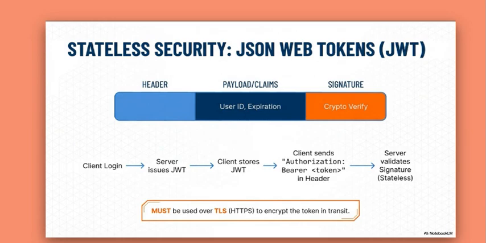But there's a giant warning label here in the notes. Must be used over TLS, HTTPS. Why is that so critical? This is a common misconception. A JWT is usually just base64 encoded, not encrypted. What's the difference? Encoding is like translating English into French. Anyone with a dictionary can translate it back. If I steal your JWT, I can easily decode it and read your data.